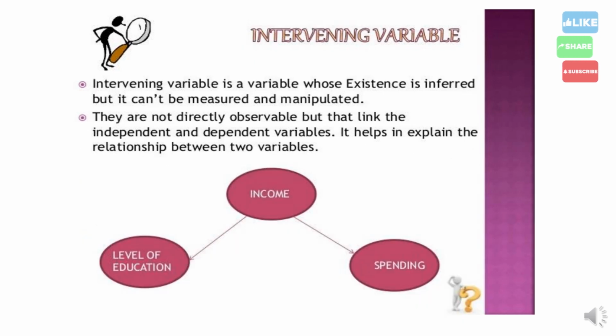An intervening variable is a variable whose existence is inferred but it can't be measured or manipulated. It is not directly observable but it links the independent and dependent variables with each other. It helps in explaining the relationship between two variables. Like we have income, level of education, and spending. These are three variables which are interrelated or related with each other.